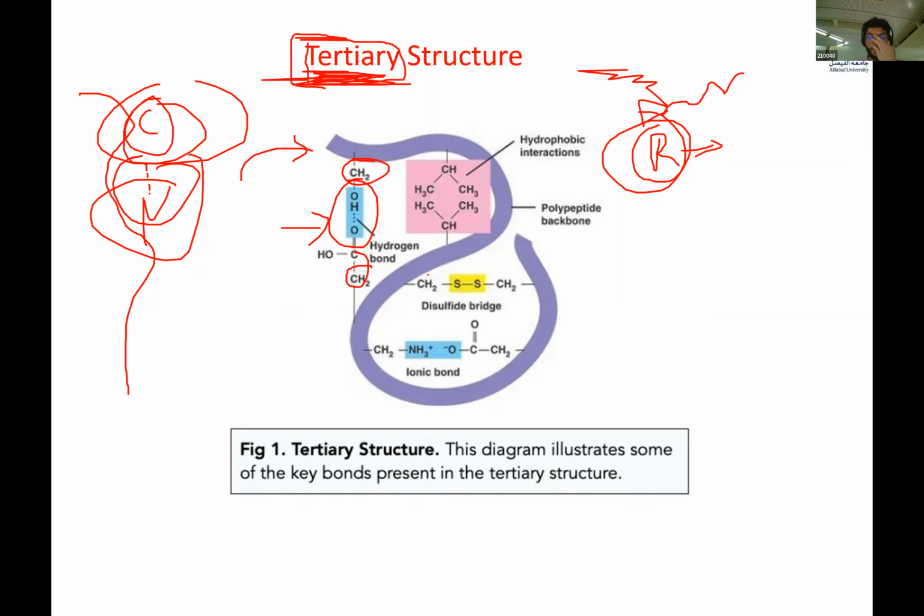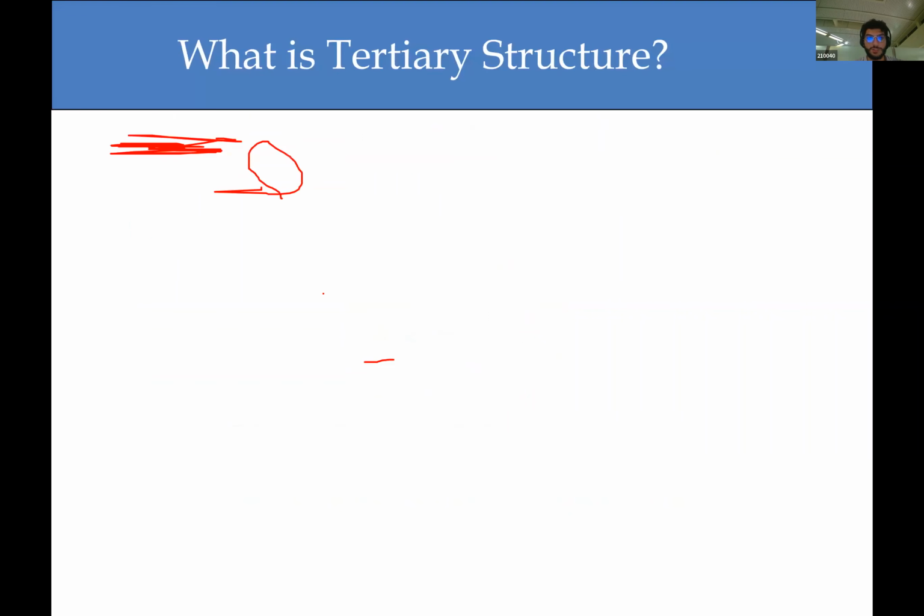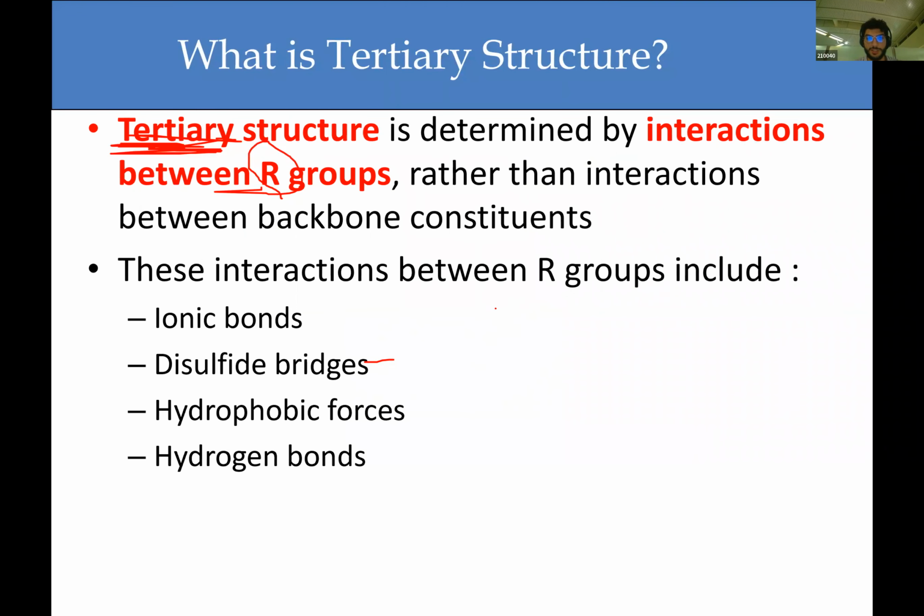For example, over here you have this side group and this side group of two different amino acids. Imagine one here and one here. These two side chains bind together and form a disulfide bridge, and this is what makes the tertiary structure. So obviously we have specific interactions over here. There are 4 types of interactions that form between these R groups.